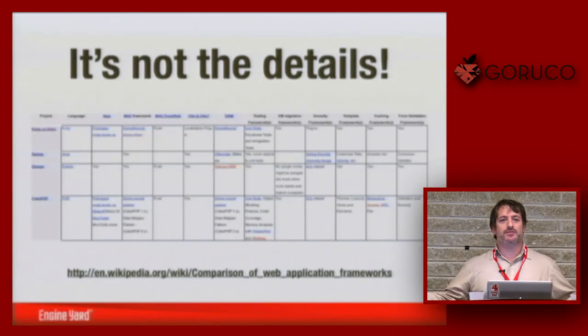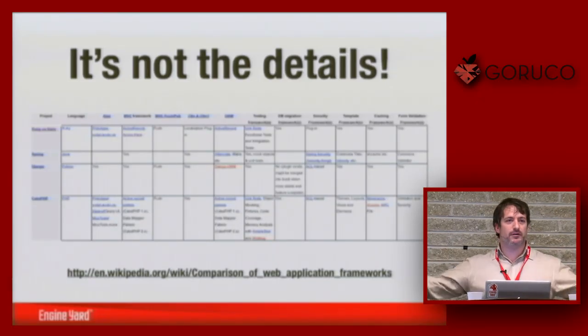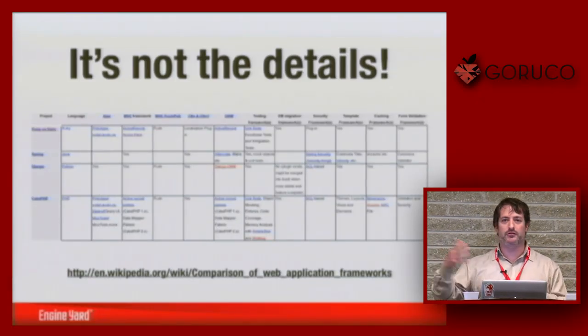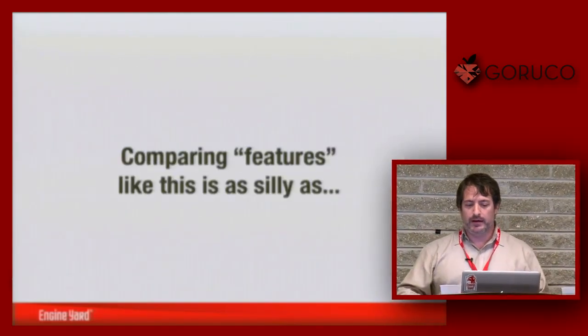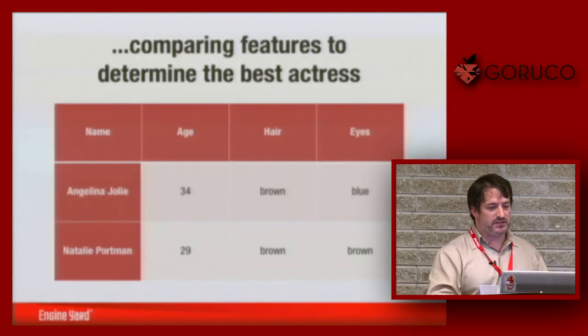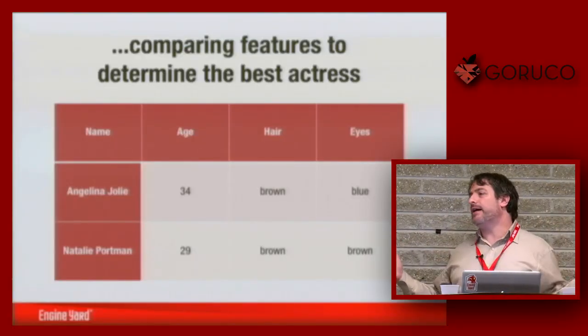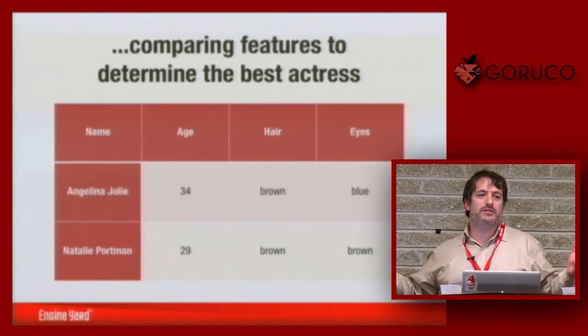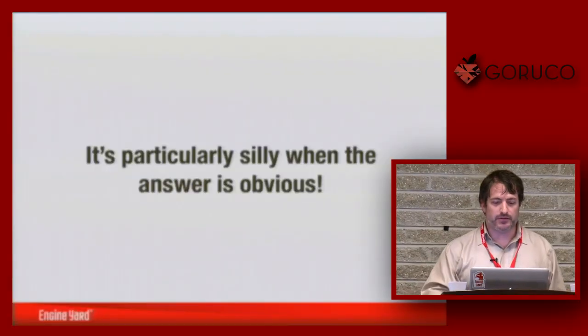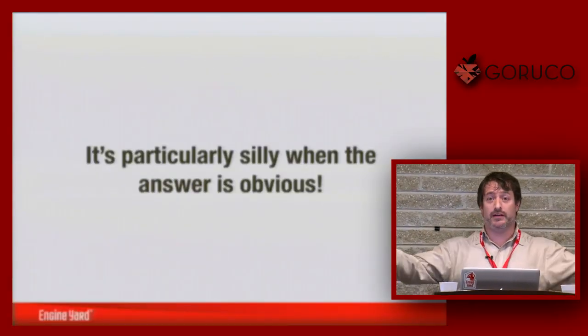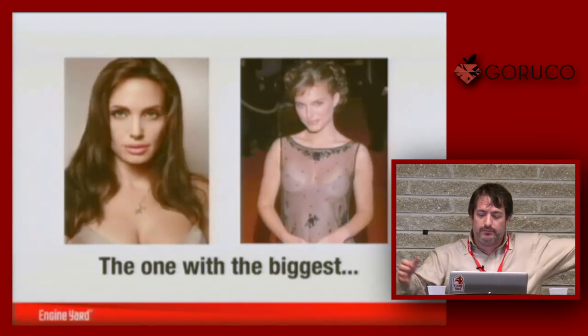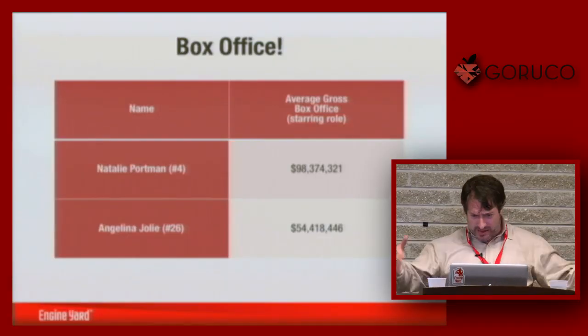So it's not the details, right? It's not all about what's the feature set, all that stuff. That's Microsoft land, that's Java land. Like, can you do X, Y, Z crazy thing that anything else can do? And comparing features that way is just as silly as comparing actresses this way. Like, what's the metric, right? And the answer is super obvious. You pick the one with the biggest box office, right?